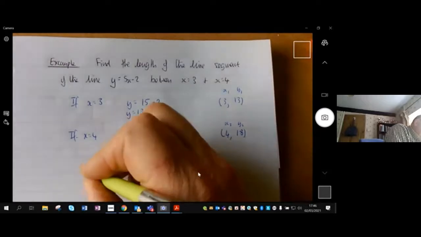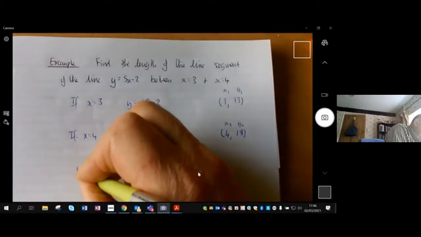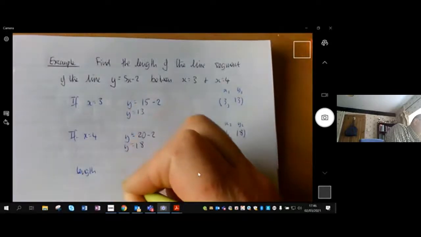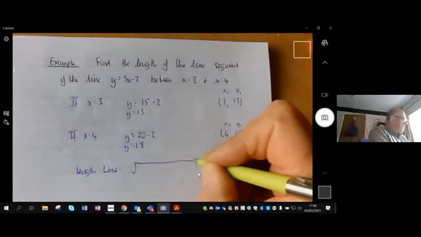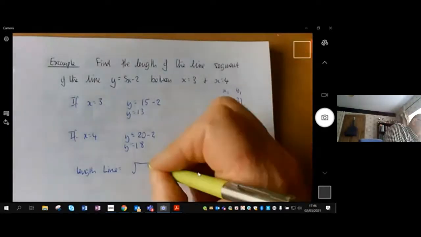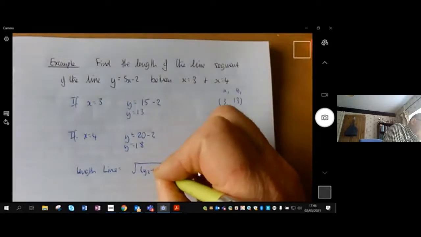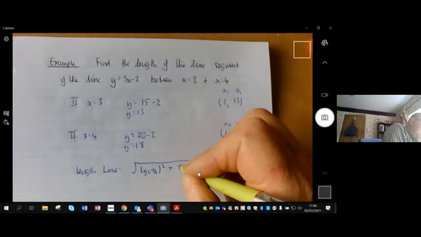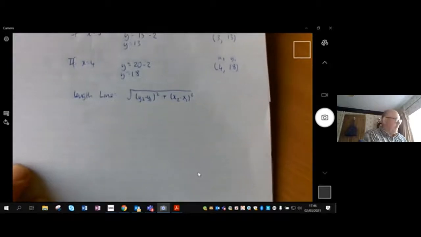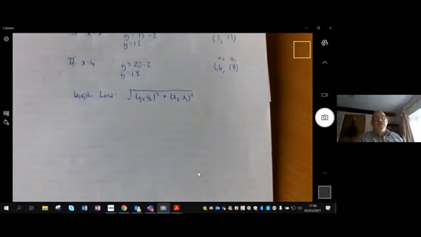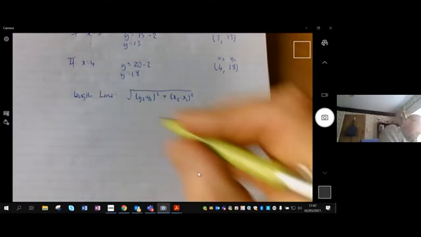So now the length of the line is the square root. Now I just remember how to do it, but I'll stick with y2 minus y1 all squared plus x2 minus x1 all squared. There are other ways of quoting that formula. If you've got a different way, you might have x2 minus x1 first, or y1 first, and it doesn't make any difference. It's what's in a name. Okay, but that's my way of doing it.